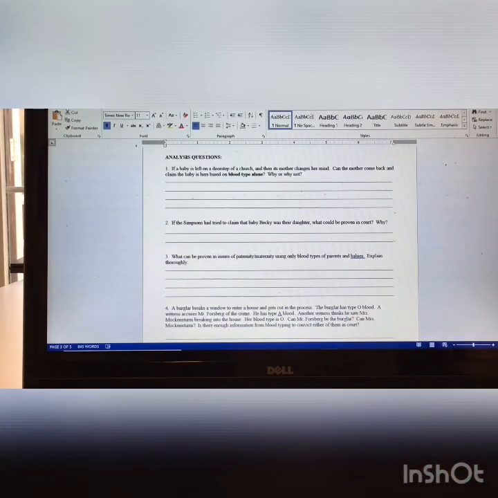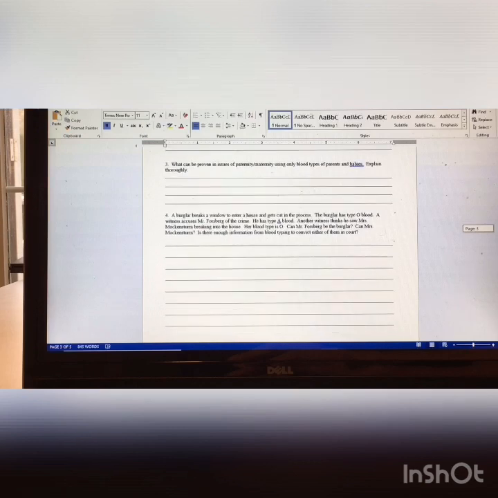So let's kind of discuss the analysis questions. Question number 1 says, if a baby is left on a doorstep of a church and the mother changes her mind and comes back and wants to reclaim her baby, can the mother come back and say the baby is hers based on blood type alone? So this is not in a scenario where they can eliminate it to a few couples and use process of elimination. This is like, let's say I had a baby and it has blood type O negative. I left it on a doorstep. Can I come back and say, hey, that's my baby, and I can prove it because I'm O negative and so is the baby?